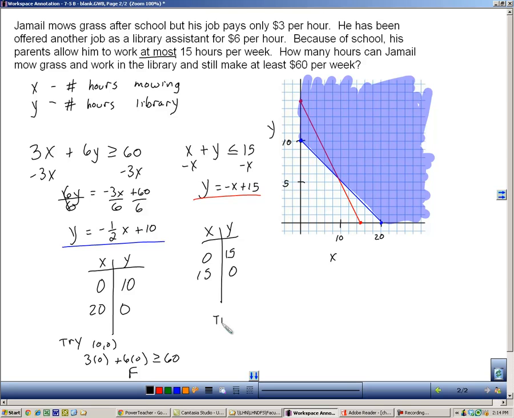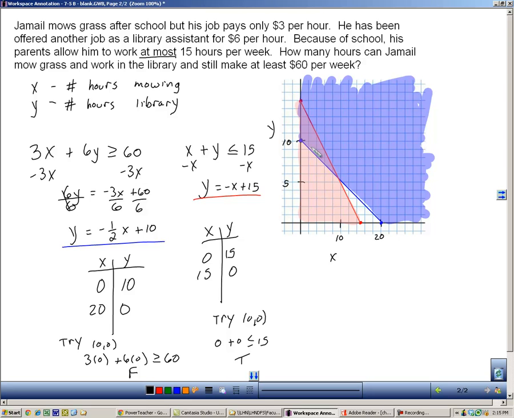For the red equation, I'm going to try 0, 0 into the x plus y. So 0 plus 0 is less than or equal to 15. Well, that's correct. So since 0, 0 is on the true side, in the red one I'm going to shade down below. So my solution is this purple area, where they crisscross over.